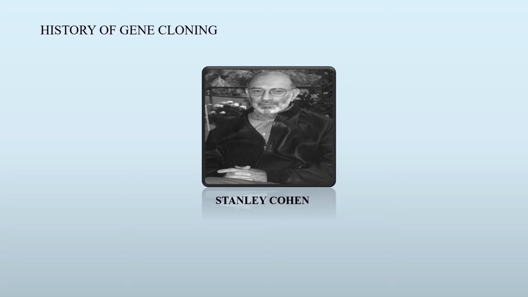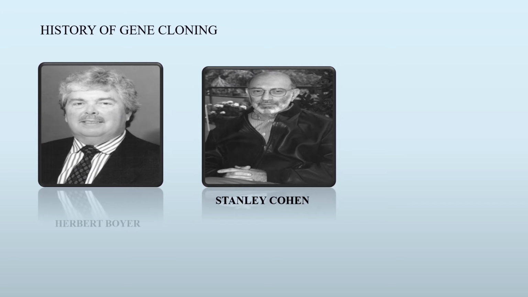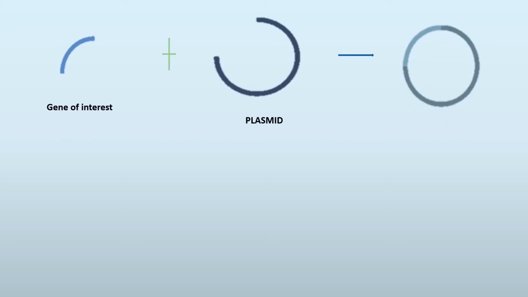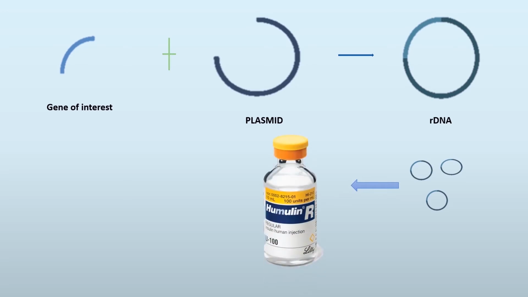In 1973, Herbert Boyer and Stanley Cohen developed rDNA technology. The desired DNA molecules are inserted into the plasmid and generated as rDNA. The rDNA is transformed into the host organisms to produce clones. Many vaccines are developed using this technology: hepatitis B vaccine, human growth hormone, etc.